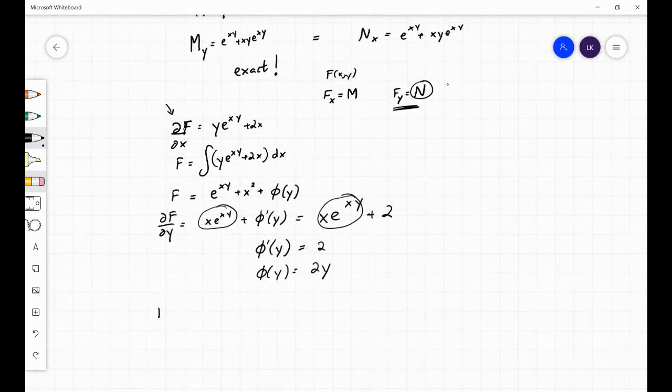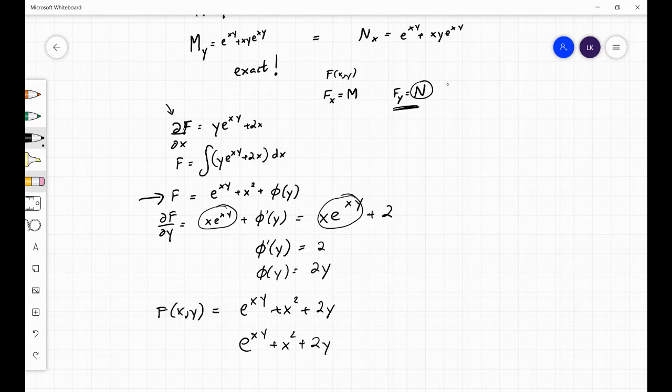And so now we can update f from over here, where f is a function of x and y, where now we know phi of y is 2y. And then our solution curve would be the equation where our function is equal to some arbitrary constant. Okay. Cool.